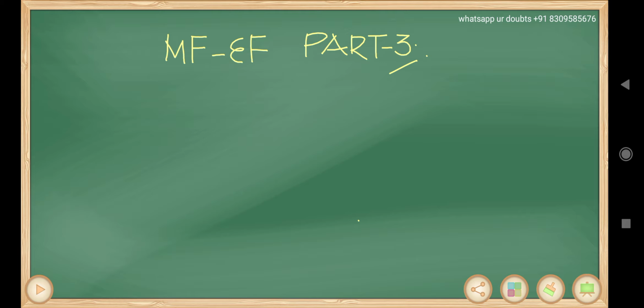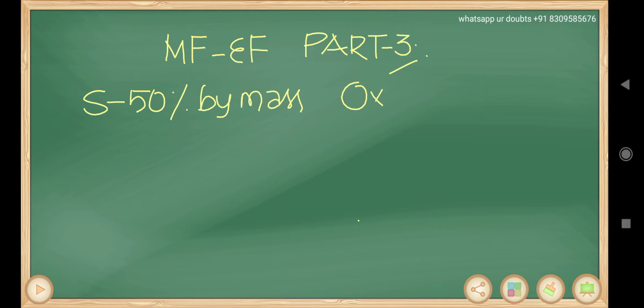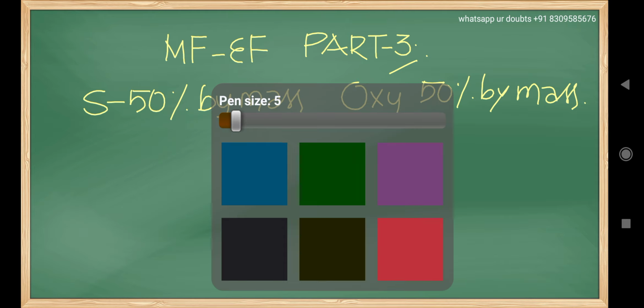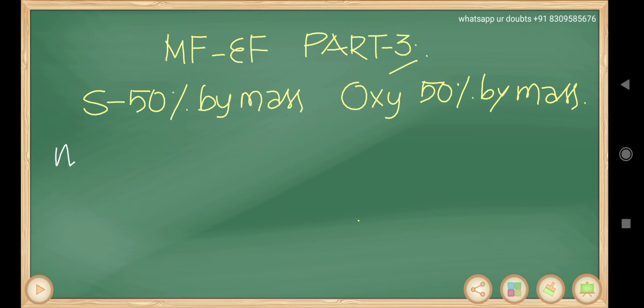Molecular formula, empirical formula. We are discussing the numericals. In some questions, the question will be like this: sulfur is 50% by mass, oxygen 50% by mass. What is the empirical formula? In such kind of cases, first you need to find out the number of moles. Number of moles of sulfur is equal to mass by atomic mass. Number of moles of oxygen is equal to mass by atomic mass.